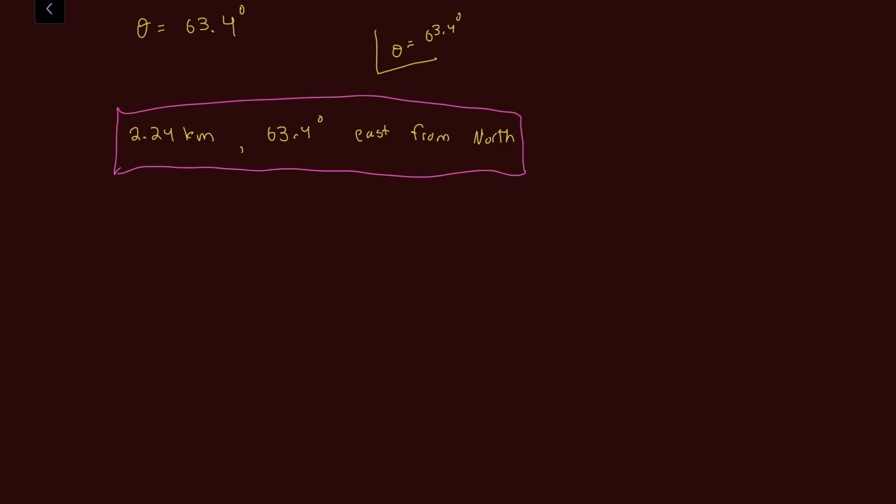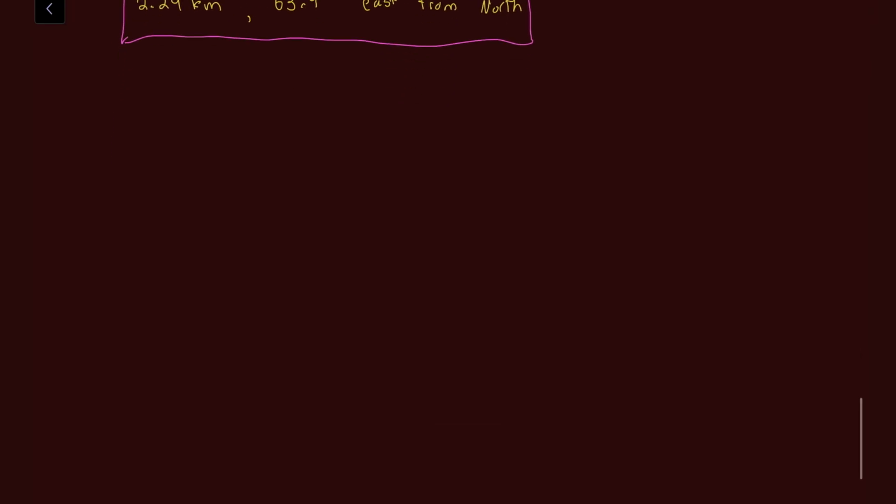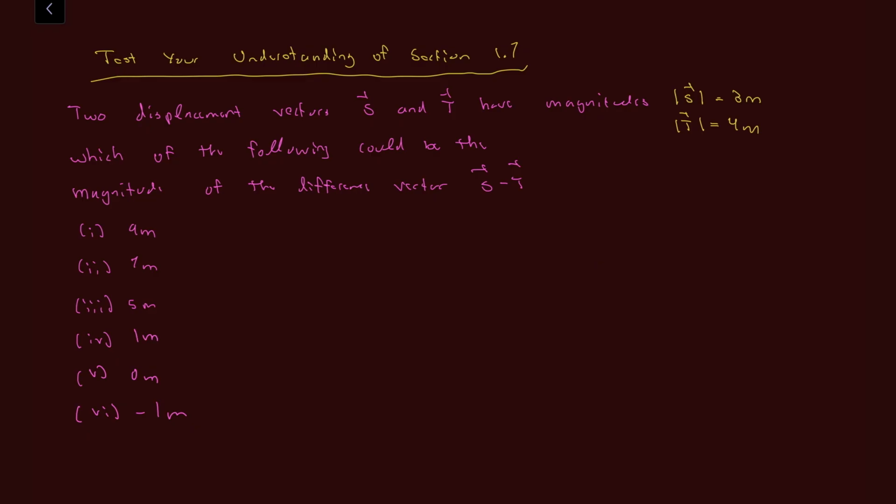So now let's move on to testing our understanding of section 1.7. Okay, so this is the test for understanding of section 1.7, and it goes like this. Two displacement vectors S and T have magnitudes of 3 meters and 4 meters respectively. Which of the following could be the magnitude of the difference vector S minus T? And here are our options: 9 meters, 7 meters, 5 meters, 1 meter, 0 meters, and -1 meter.